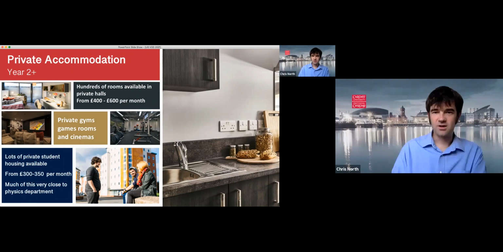So there is a lot of private accommodation. I know the Students' Union has an estate agent to help find accommodation, which you can or can't use. There are obviously private estate agents around as well. There are lots of them. It's a university city.